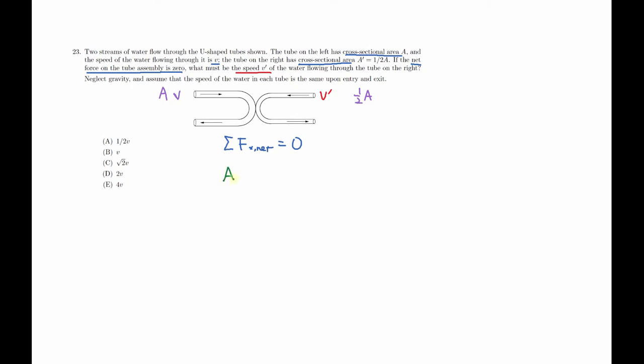The cross-sectional area has SI unit of meter squared, times the V, our speed of water, which is meter per second, and that gives us meter cubed per second. So that's the volume flow rate. Now when you also multiply this by density, kilogram per meter cubed, notice it's a mass per volume, you get the mass flow rate.